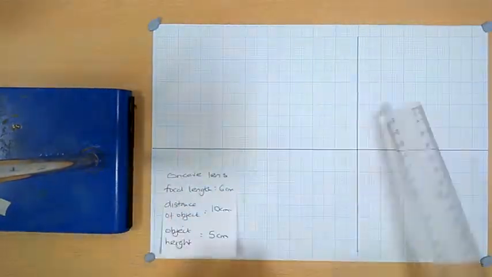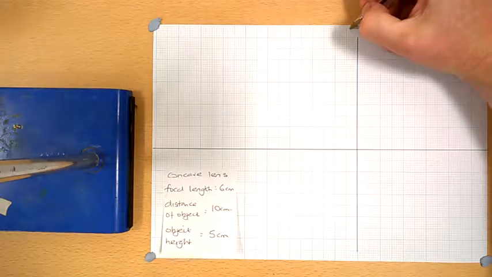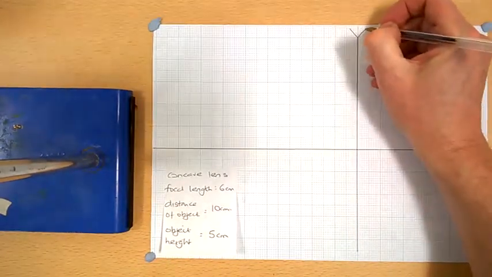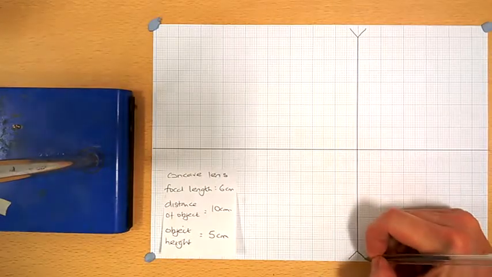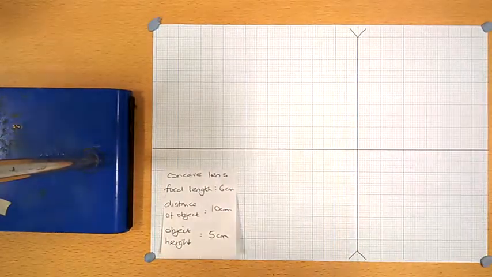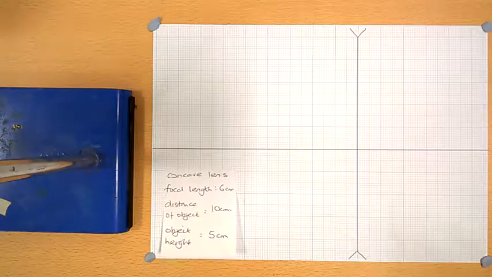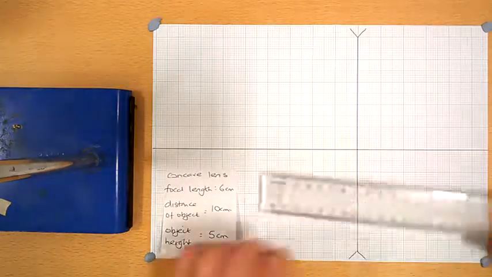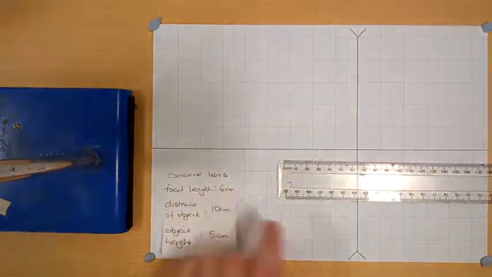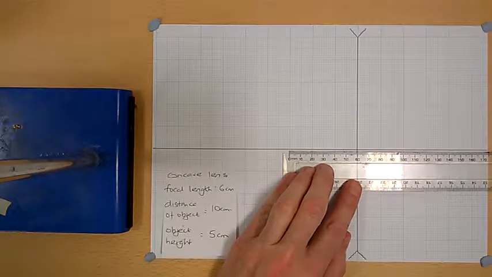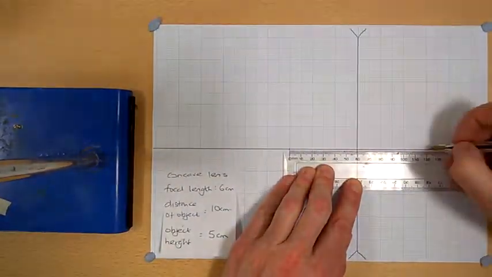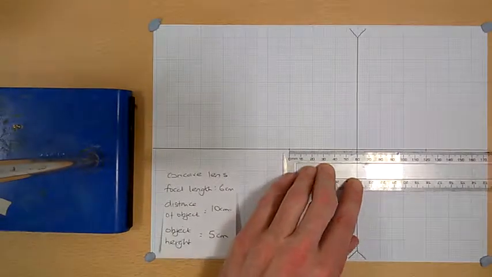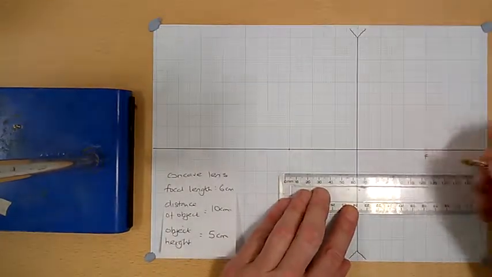Nice and big. To show that it's a concave lens, instead of the arrowheads being the way we've drawn them so far, they are in the other direction. Okay, and that tells us that we have got a concave lens. Keeping the focal length the same as we've used before, so 6 centimeters. So there is still a focus on this side, 6 centimeters away, and a second focus on this side, 6 centimeters away as well.